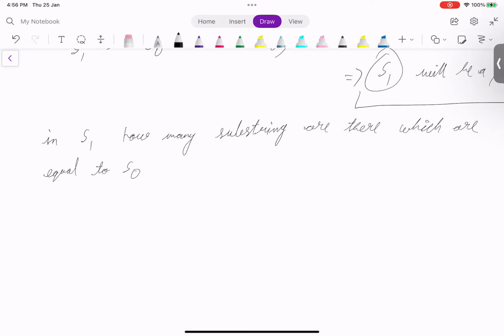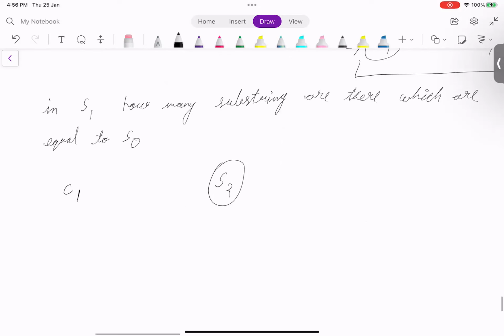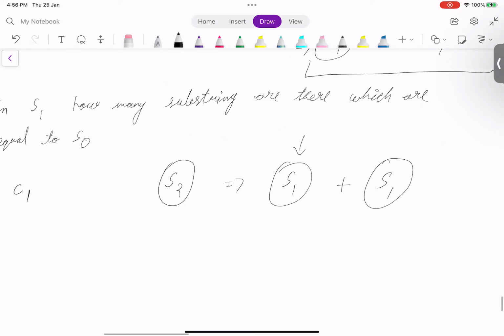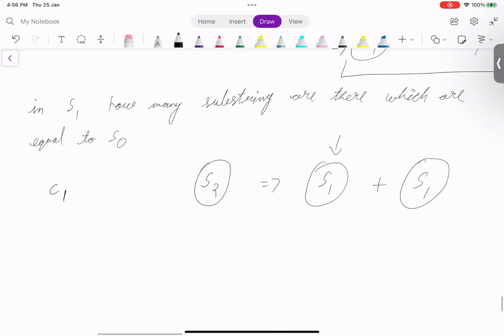Once we know this, let that count be C1. Now, when we are calculating the value for S2, we are adding S1 once plus again S1. Why? Because we can observe that S1 is a palindrome, so its reverse will also be the same as S1. So we are adding S1 once and again S1. The number of substrings equal to S of 0 in S1 is C1, so when we add these two, it will be C1 plus C1.